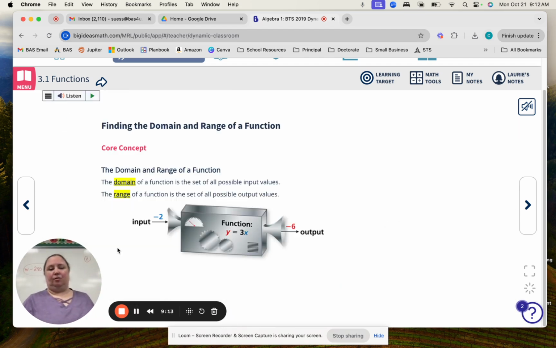All right, so finding domain and range. Have you heard these already? Domain and range? I've heard it in science. And I've heard range. Math and science go together. So domain and range is easy.